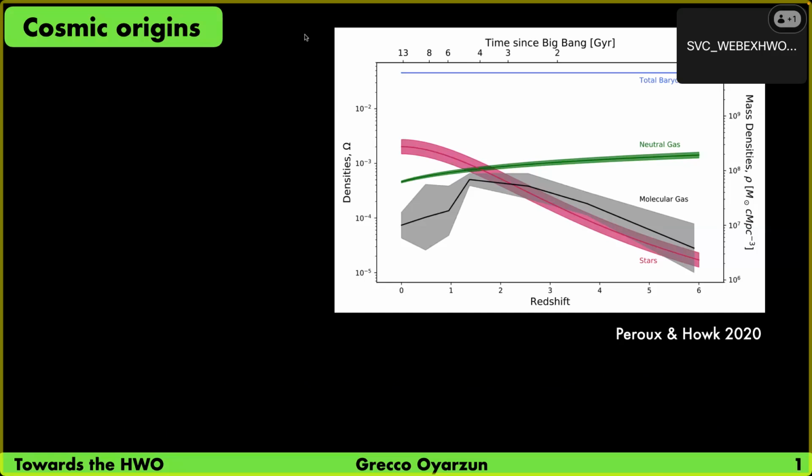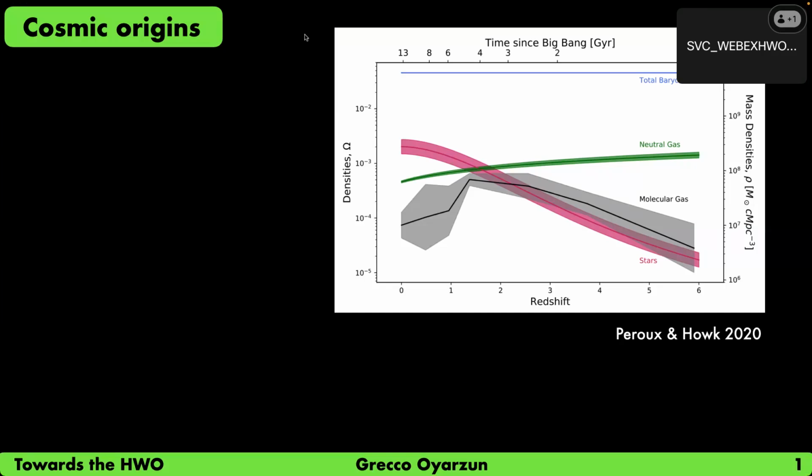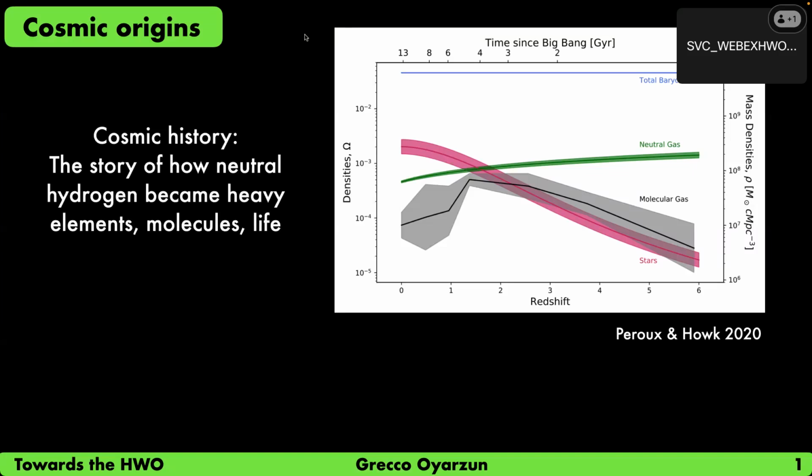So I want to start with what brings us together here, which is trying to understand our cosmic origin. And when I think about our cosmic origins, I think about how the cosmic densities of different forms of baryonic matter evolve with redshift. So what we see here is how the cosmic densities of neutral gas in green, molecular gas in black, and stars in red evolve from redshift 6 to redshift 0. And this figure reminds us that early on in the universe, baryonic matter was dominated by neutral hydrogen gas. And yet today, we find ourselves surrounded by immense amounts of complexity in the form of heavy elements, molecules, and light.